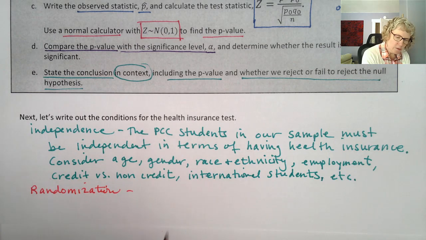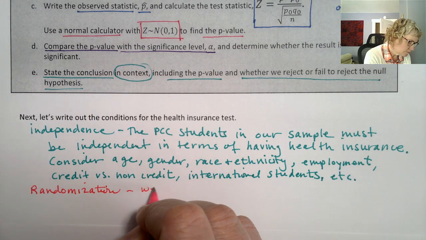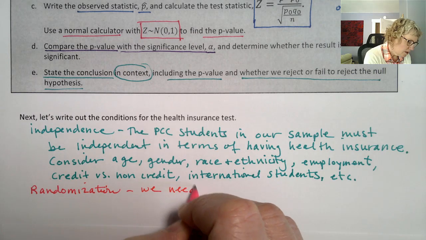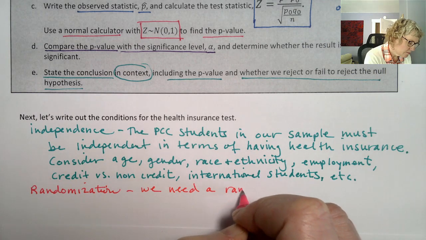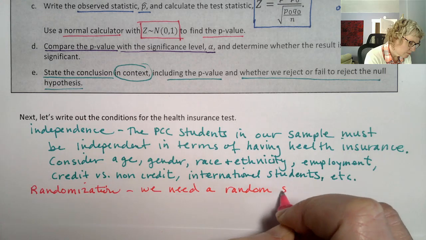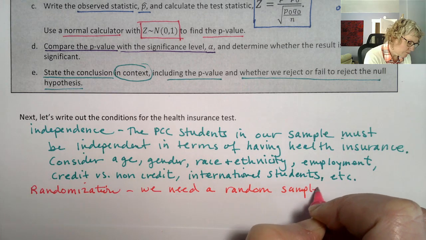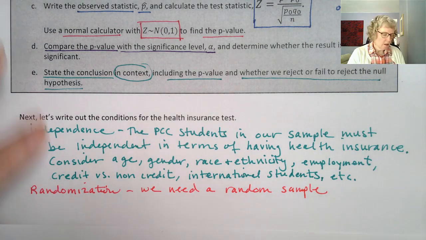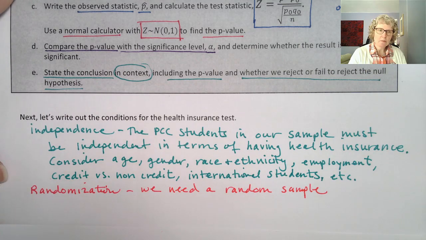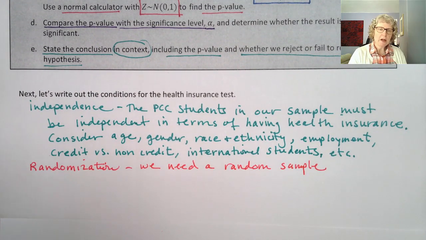Okay, so then the next one is randomization. Considering all these factors, we want to get a random sample. We need a random sample, and often this will be told to us in the problem, but remember, we're writing out what we need because we would be doing this at the beginning of the process normally, not at the end of the process like we're doing in a statistics class.